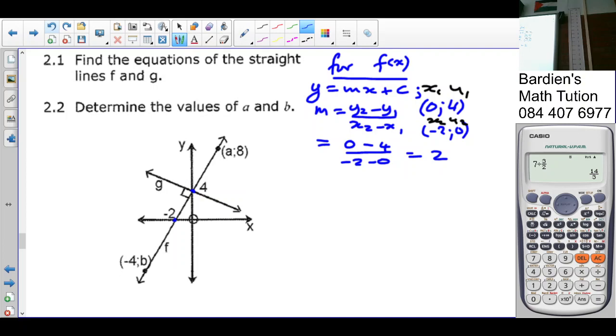Do we know the c value of this graph? Yes, you've got the y-intercept, and your y-intercept is 4. So therefore c is equal to 4. This figure is behind the curtain, it's fine. c is equal to 4. So my equation of f of x is then y is equal to 2x plus 4. You guys understand? So I'm going to put here f of x.